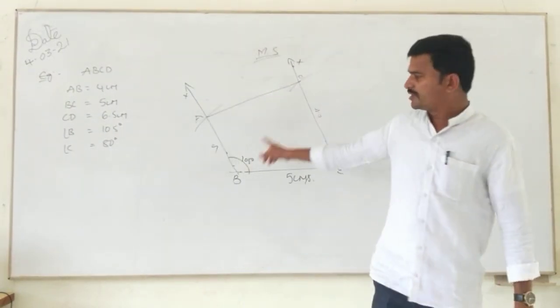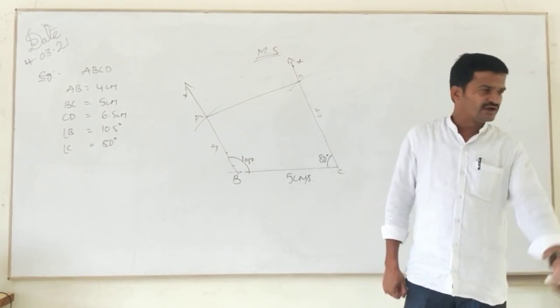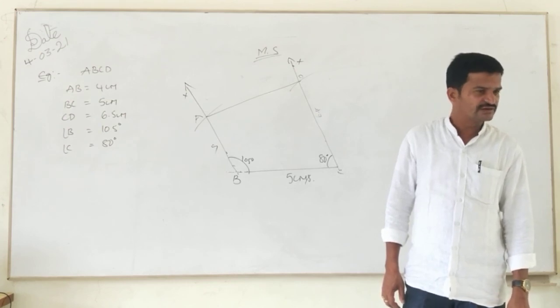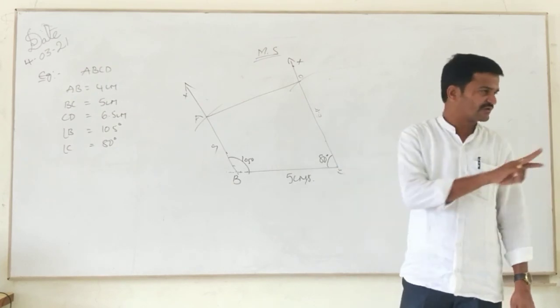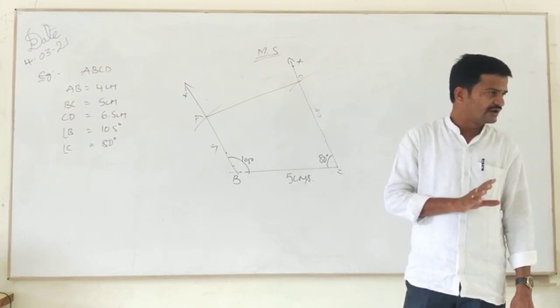In the same model, exercise 4.4 has two more sums given. That is the last exercise, I think. 4.4 or 4.5 is there. Only two sums are given. Those two sums are homework for you. Everybody has to complete it. Understood? Are you clear or not? Yes, sir.